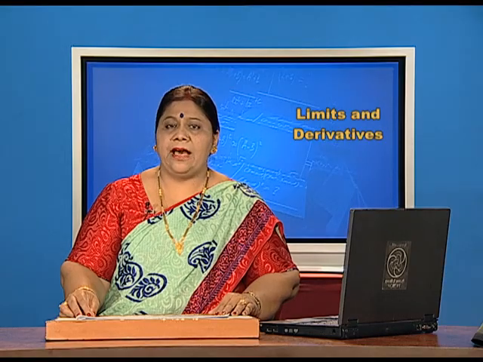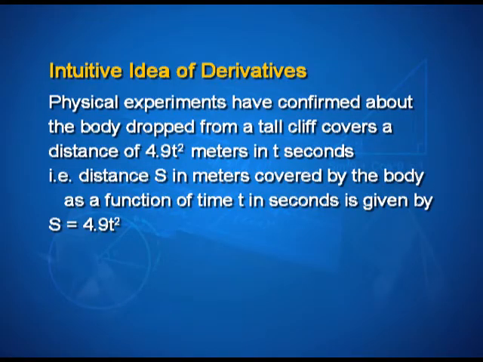Now, let us have some intuitive idea of derivatives. Physical experiments have confirmed that a body dropped from a tall cliff covers a distance of 4.9 t square meters in t seconds. That is, the distance s in meters covered by the body as a function of time t in seconds is given by s = 4.9 t². Look at the table on your monitor.